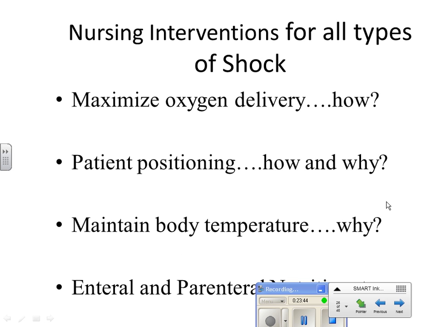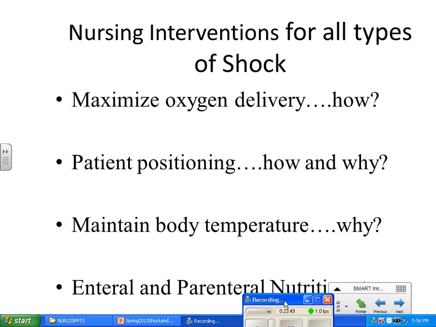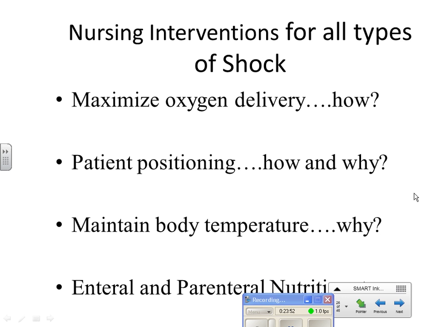And our nursing interventions, our priorities, we need to maximize oxygen delivery. So what are some of the things that we do to help maximize oxygen delivery? And I'm not looking for rocket science here. Give me the basics. Ventimask, so delivering oxygen, suctioning, head of the bed up, mechanical ventilation.